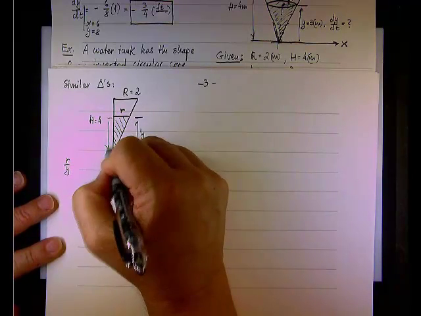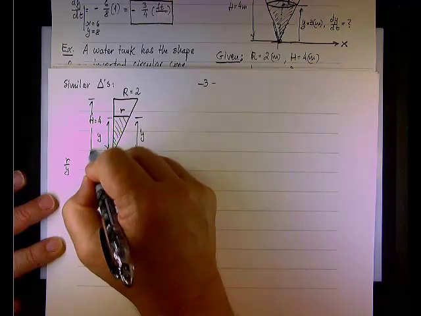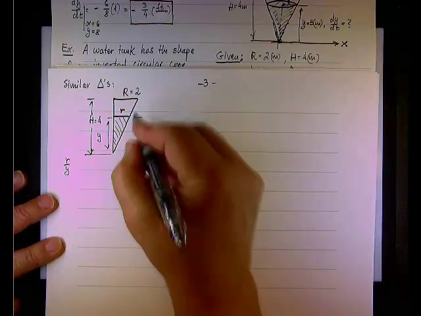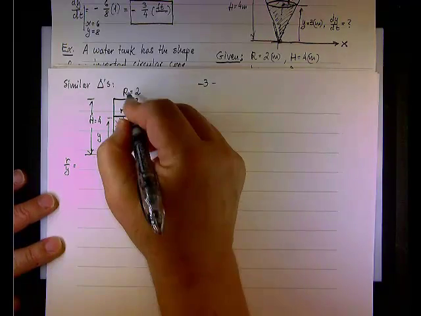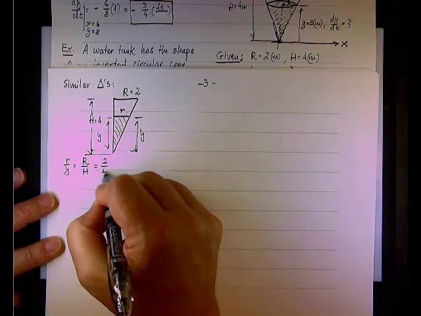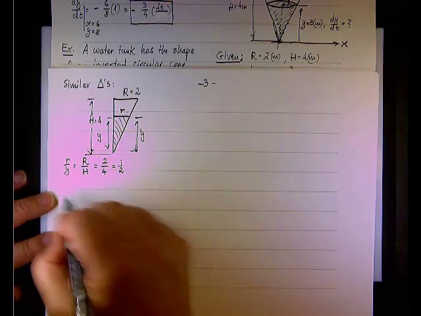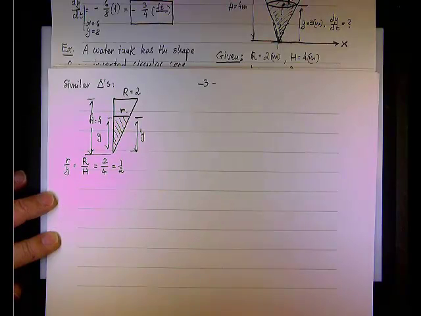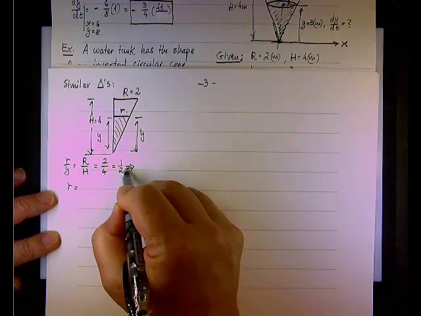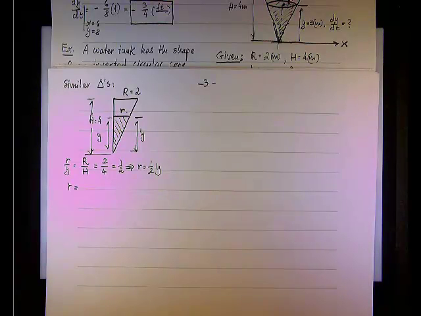And by similar triangles, we see that r over y, let me put it here. This will be y, and this will be H. This will show it a little bit better. The ratio r over y is the same as the ratio uppercase R over H, or 2 over 4, or 1/2 for that matter. And now I can express r in terms of y: r equals 1/2 y. Okay.